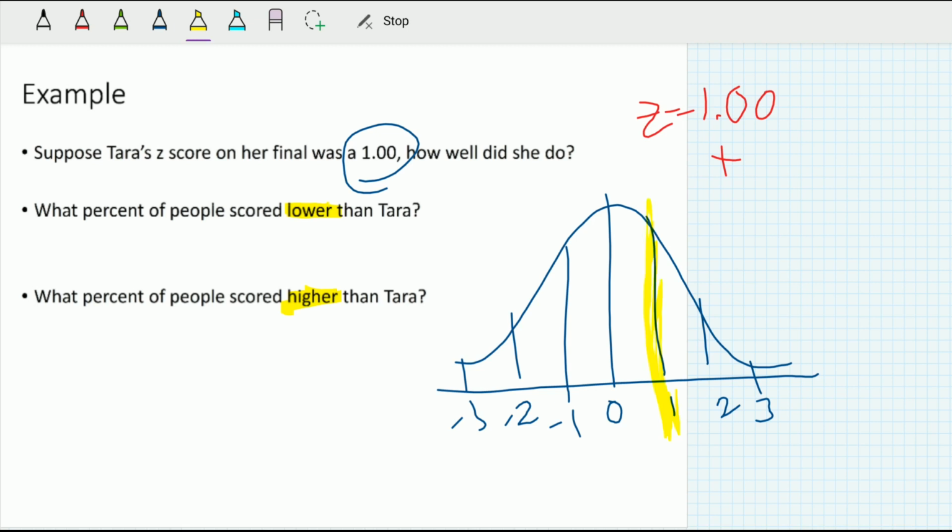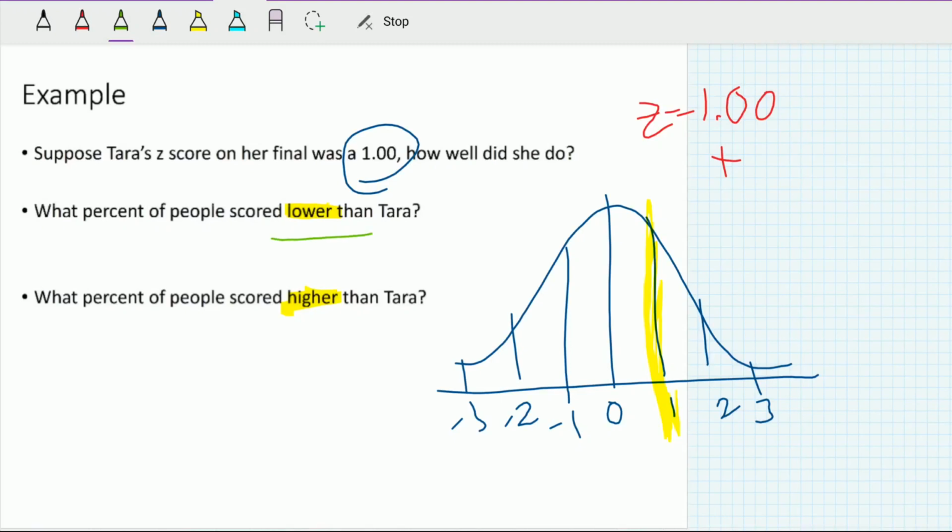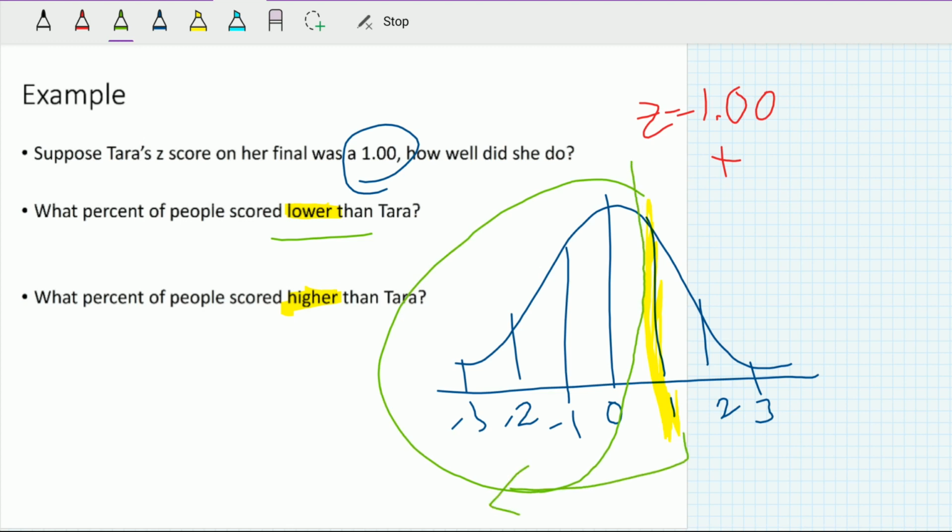Now the question is asking what percent of people scored lower than Tara. To get lower than Tara, you have to include all of these percentages here because that means they scored lower. Just from remembering the normal curve numbers and the percentages, we know this one is 34, 34, this is 13.5, 13.5, 2.35, 2.35, and then the last one is 0.15, and 0.15.